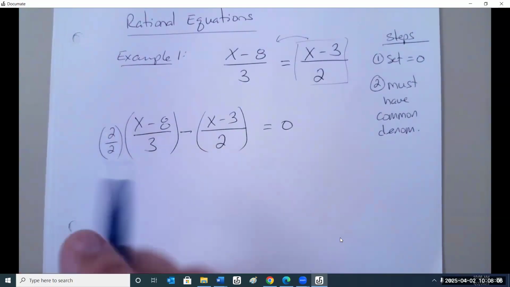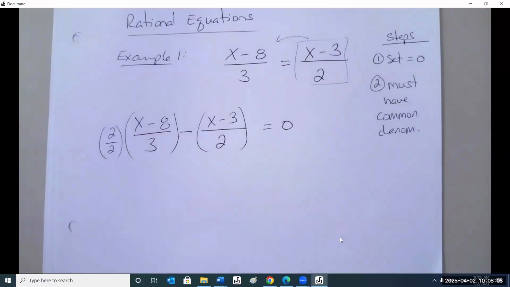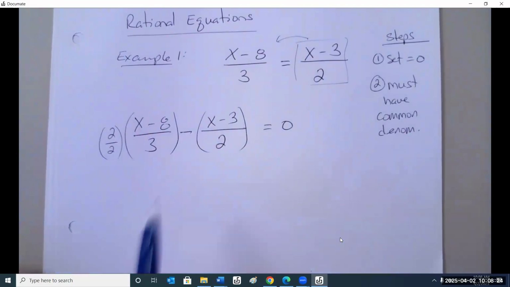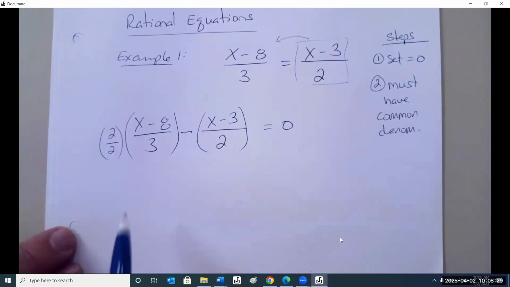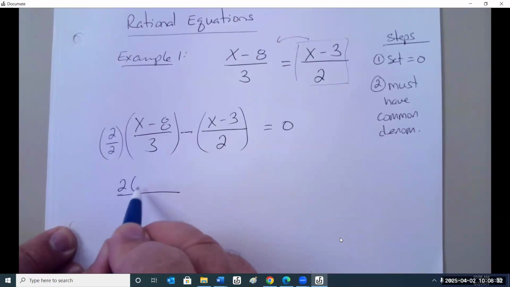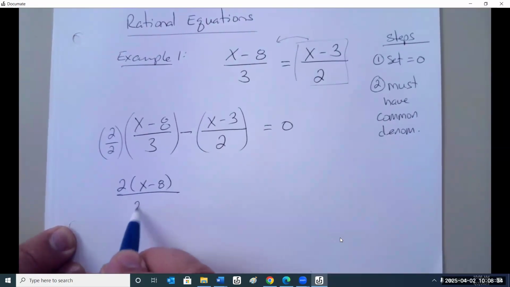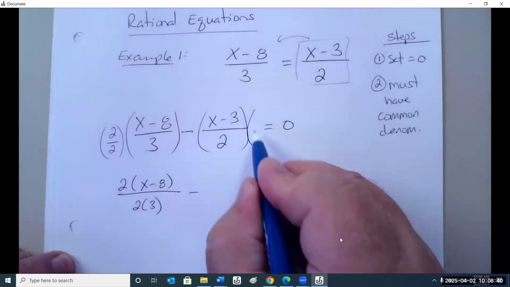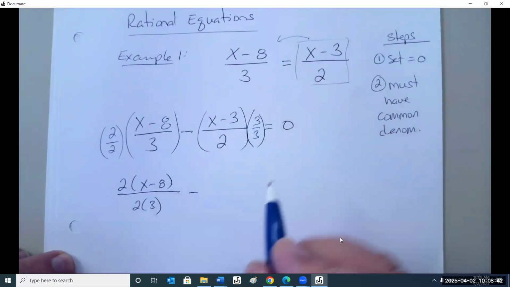Why do we multiply top and bottom by 2? Yes, but why? That is very true. Whatever you do to the top, you have to do to the bottom. Well, what exactly is 2 over 2? 1. So I'm multiplying by 1. When you multiply by 1, is it changing it? No. All it does is change the way it looks. And the other one, we have to multiply by 3 over 3.